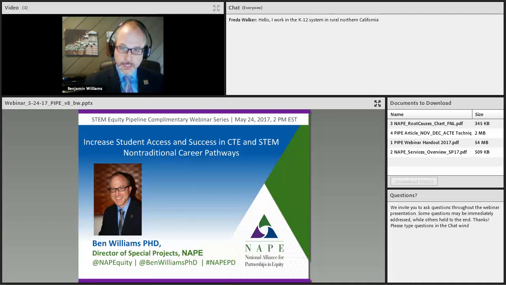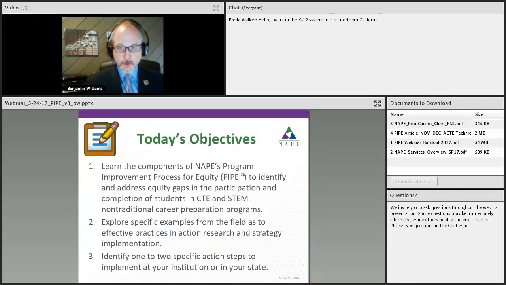So before we get into some of the work that's been happening, I first want to outline what we're going to be focusing our efforts on today, and that is first introducing and then applying the key steps of NAEP's program improvement process for equity, which will help us in identifying and addressing equity gaps through the lens of gender, race and ethnicity, and special populations, and as I'll talk about, also through an intersectional lens in looking at each of those demographics and the participation and completion of students in CTE and STEM programs that lead to non-traditional occupations.